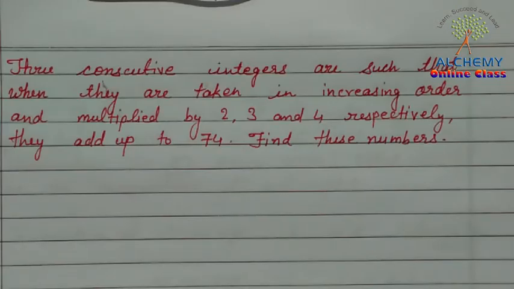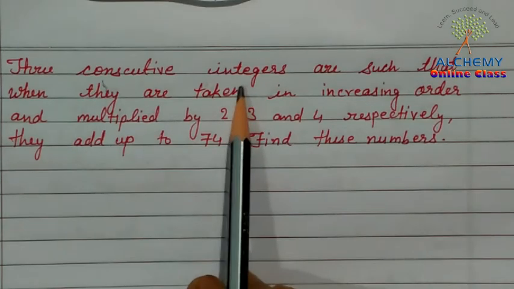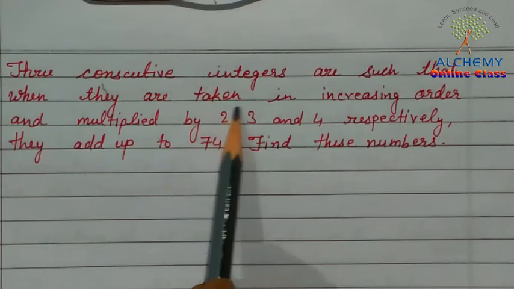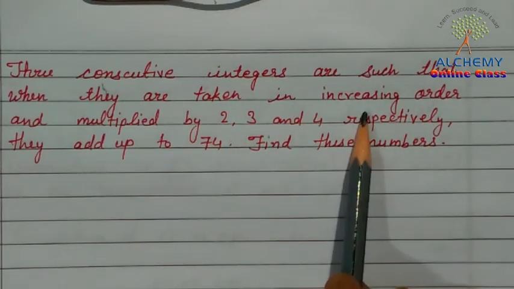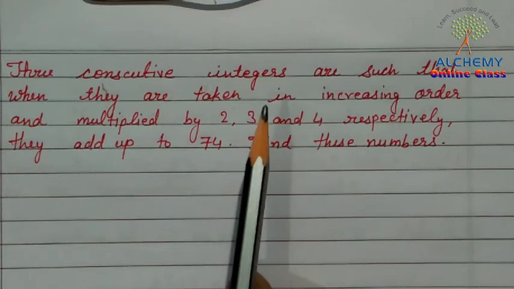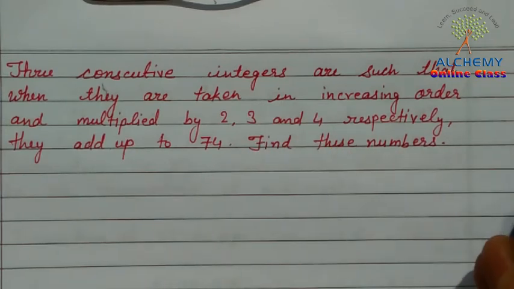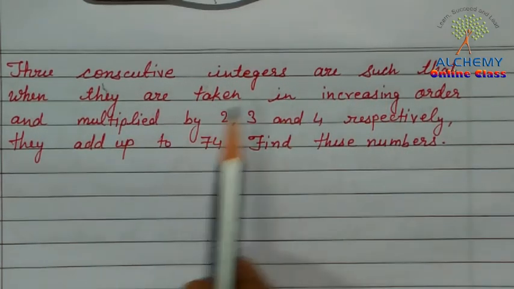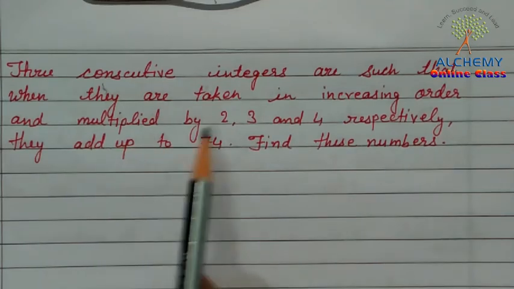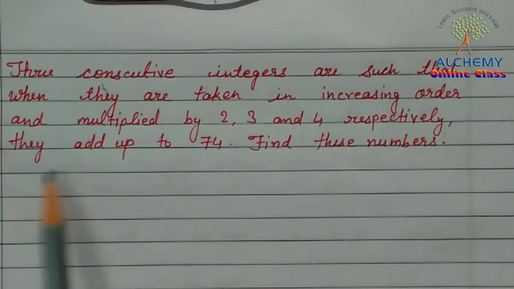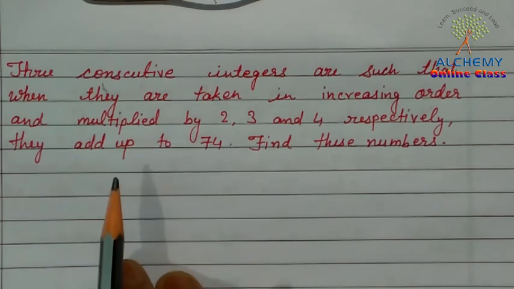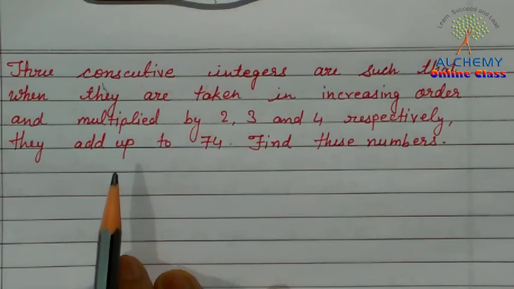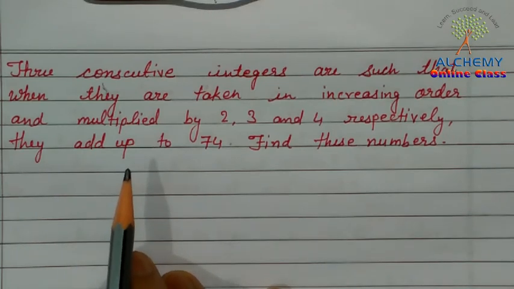The next question that we are going to solve is question number 8 of exercise 2.2. Let's see question number 8. Three consecutive integers are such that when they are taken in increasing order, which means we have to arrange them with the smallest number first, then the larger, and the largest number at the last. Three consecutive integers are such that when they are taken in increasing order and multiplied by 2, 3 and 4 respectively, they add up to 74. First of all, we have three consecutive integers, and we discussed in the previous question, question number 6, what consecutive integers are.